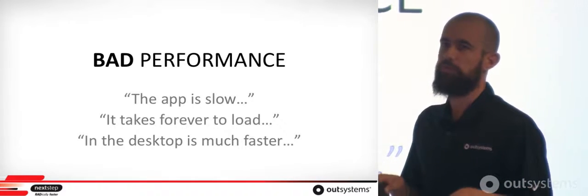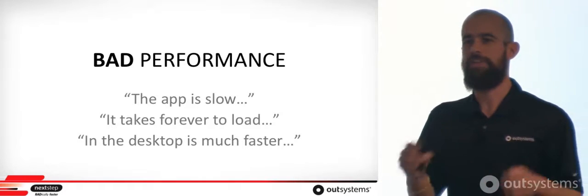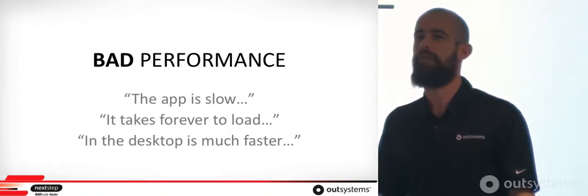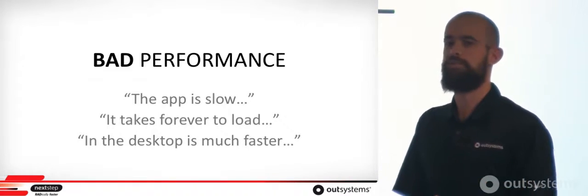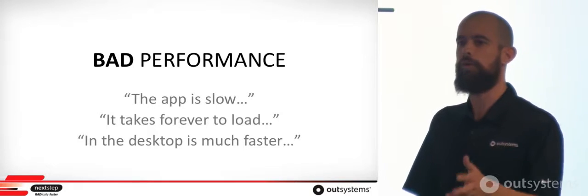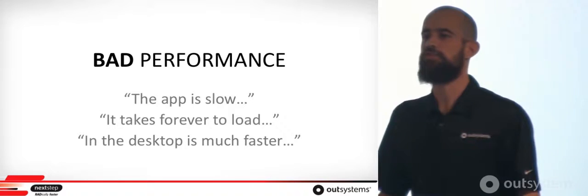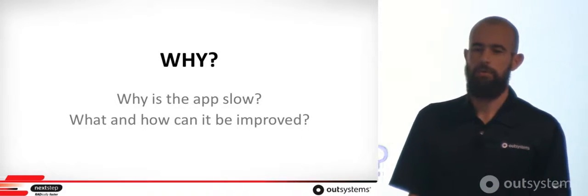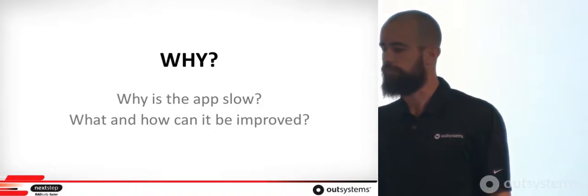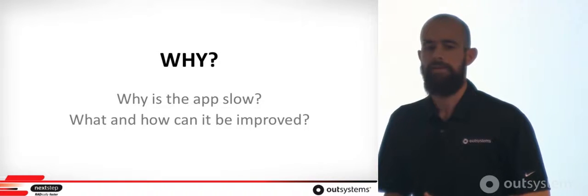As soon as you leave a POC app, when you build a POC app, it's really simple. Things go really smooth. The performance is really fast. But when you go to production and the user starts using the application in real life, then you start facing all of these issues. So the next question that you ask yourself is, why? Why is the app slow? What can be improved? And this is actually what we are going to try to cover in this session.